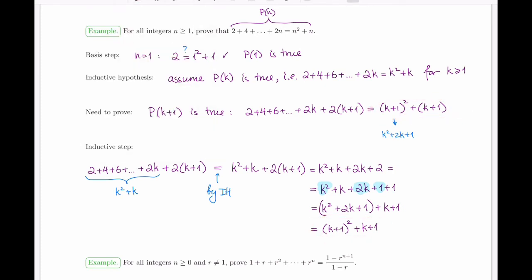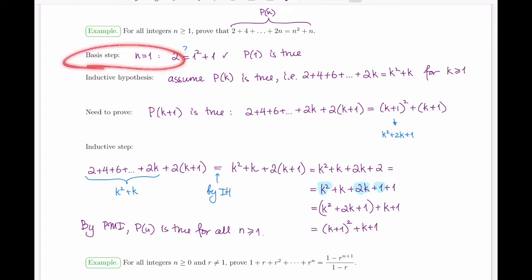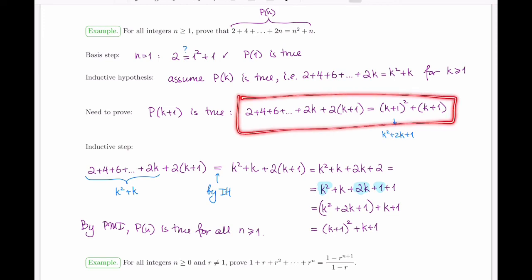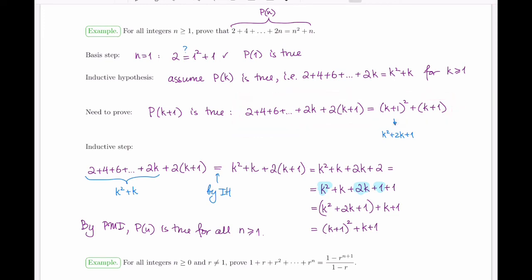Again, in conclusion, by the principle of mathematical induction, P of n is true for all n starting from our base case. So here, greater or equal than 1. Fantastic. Okay, so again, reviewing the steps, take the basis step as some small number, write out what your inductive hypothesis as an assumption is, write out exactly what you need to prove, and then go ahead through with the proof.